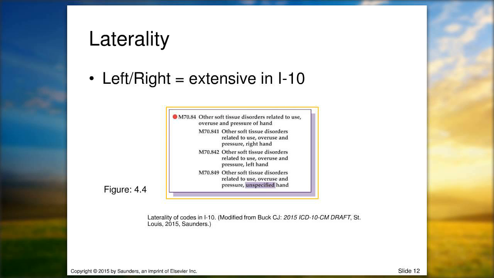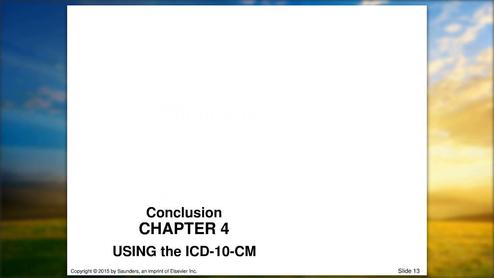The biggest thing in ICD-10 now is laterality. In ICD-9, we didn't have the laterality that we do in ICD-10. So you want to specify, is it right, left, or bilateral, or unilateral? But just pay attention to the codes. Those are the differences for Chapter 3 and 4.